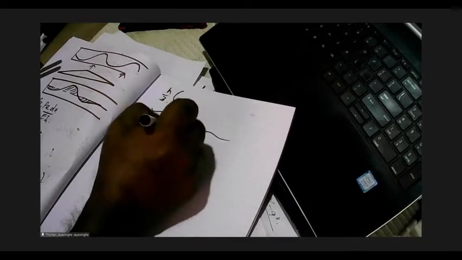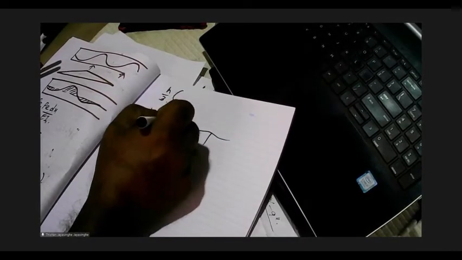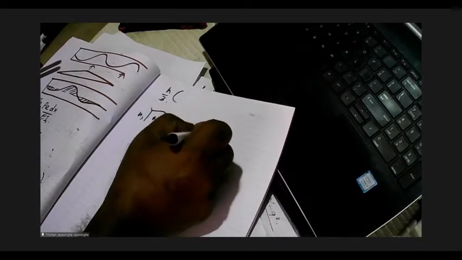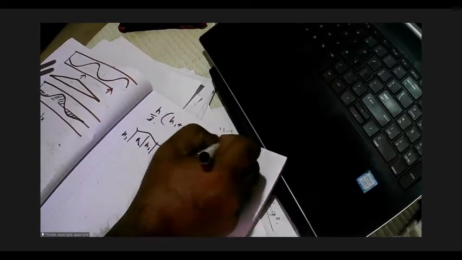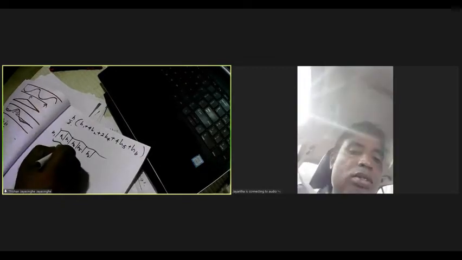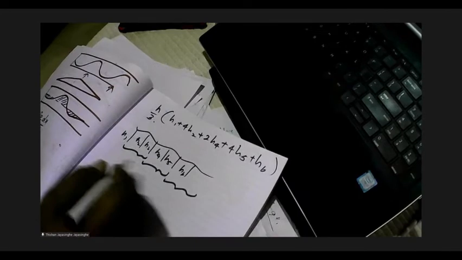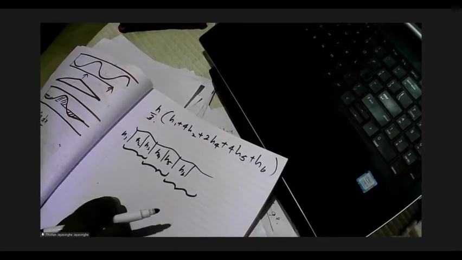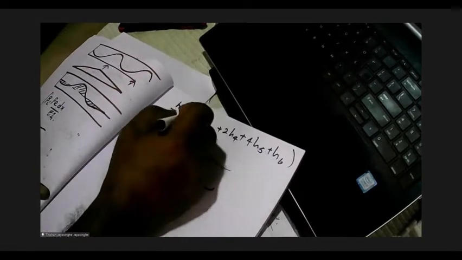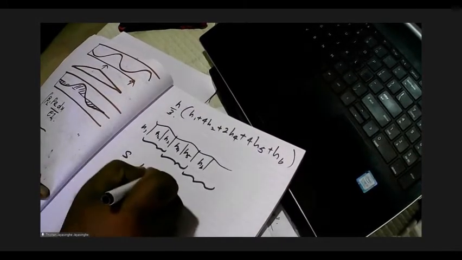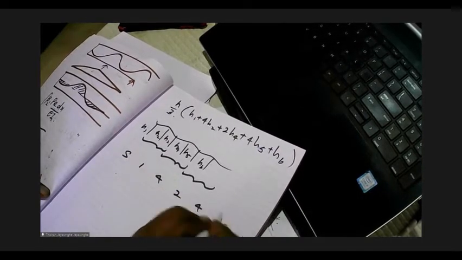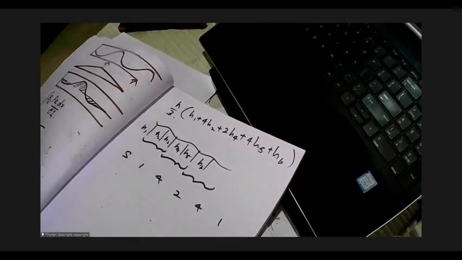If you have many sections, H1, H2, H3, H4, H5, H6, what do you get? You get H1 plus 4 times H2 plus 2 times H3 plus 4 times H4 plus 2 times H5 plus H6. So basically these two, then you add these two, then you add these two. You keep on going like that. So this coefficient varies 1, 4, 2, 4, 1. The coefficient goes on like that.